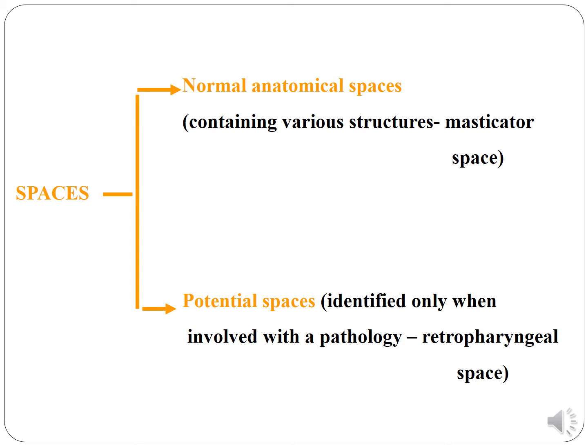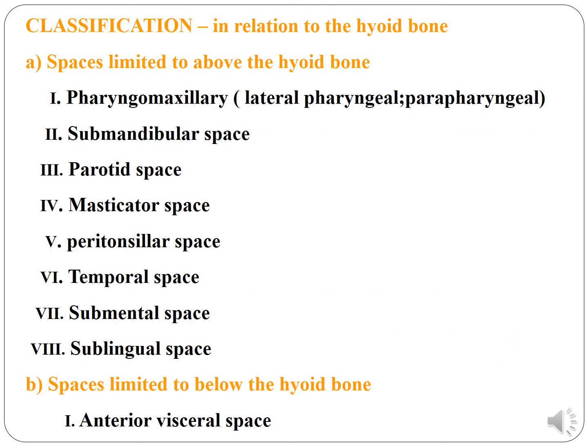Okay, so for example, the retropharyngeal space. These are all just examples. That is behind the throat region. The anatomical classification is in relation to the hyoid bone: those spaces above the hyoid bone and those spaces below the hyoid bone.